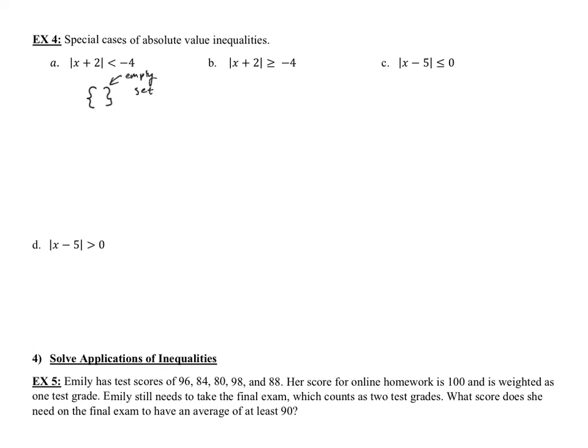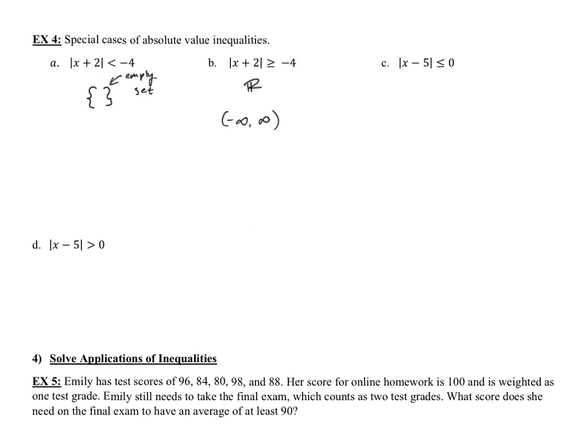Let's take a look at the other example. We have |x + 2| is greater than or equal to negative 4. This is saying a positive number is greater than a negative number. Well, every number is greater than a negative number. So my answer would just be all real numbers, which could be the bolded R, or you could do negative infinity to positive infinity as your answer.